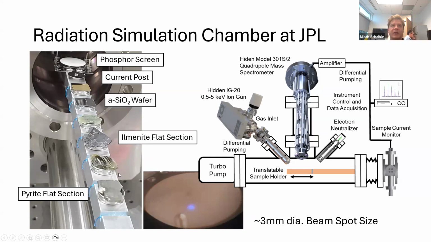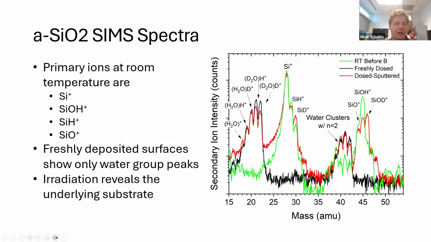The whole sample holder arm was connected to a cryogenic refrigerator, and we were able to cool it down so that the temperature measured on the post was about 100 K. And as we'll see, we're able to verify that the water was definitely sticking onto these samples and fully covering them. So this is what the spectra look like for the amorphous SiO2.